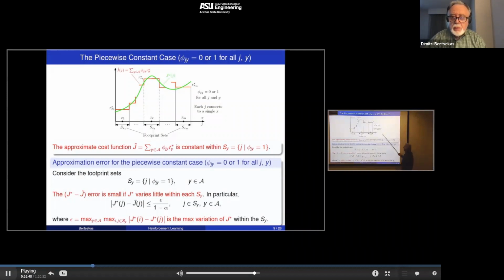Remember our terminology and notation. I's and J's are for original system states. X and Y's are for aggregate states. We have representative states in this framework. We have these aggregation coefficients that connect J's with Y's, okay? And the approximate cost function produced by aggregation is obtained by interpolation of the R stars that are obtained by solving the exact aggregate problem.